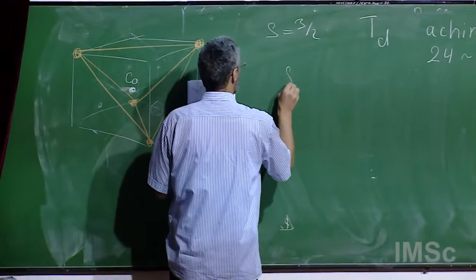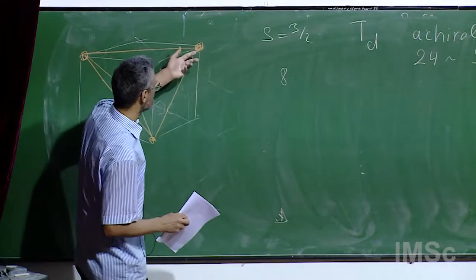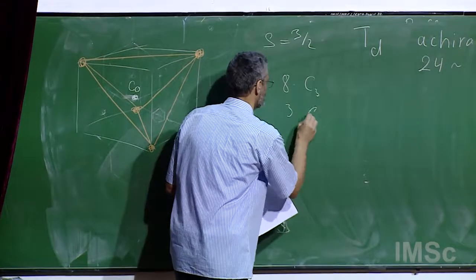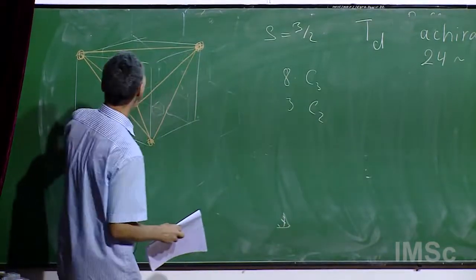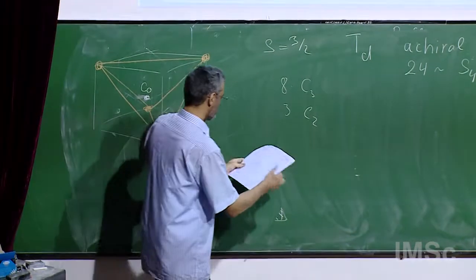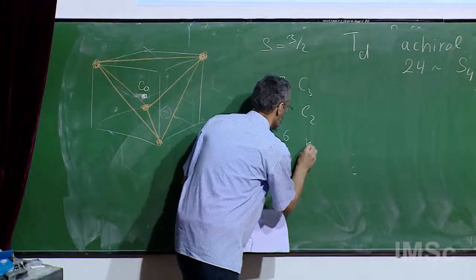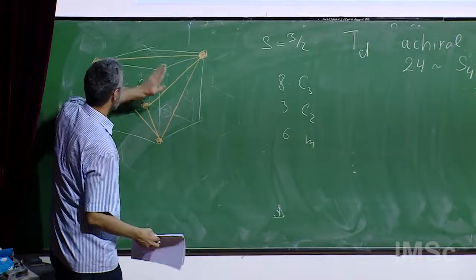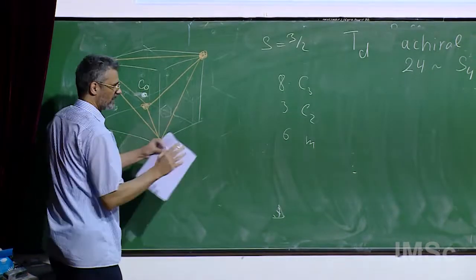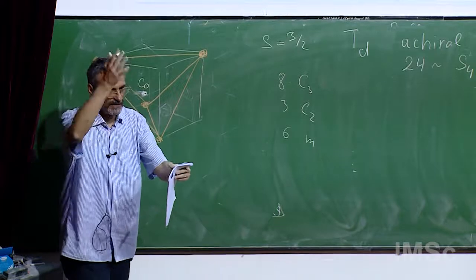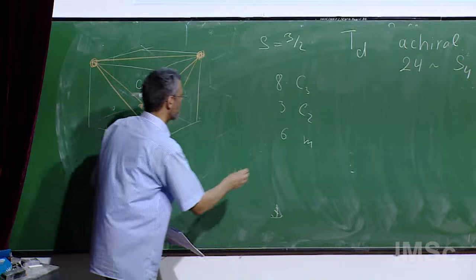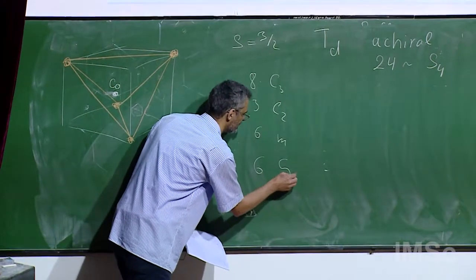It consists of 8 C3 rotations around this axis. It will have 3 C2 rotations around the 1, 0, 0 axis, around the X, Y, Z axis. There will be 6 mirror planes. You can easily see that we can just mirror the tetrahedron when the mirror plane contains one of its edges. And there will be 6 operations that are called S4.